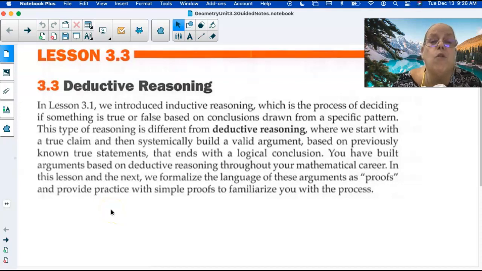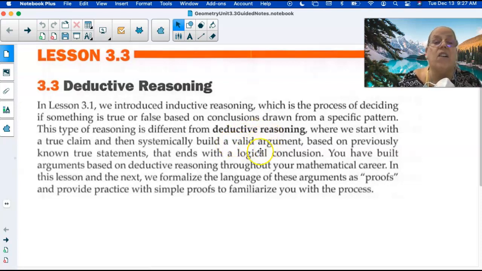Hello and welcome to Unit 3.3, Deductive Reasoning. Now, with deductive reasoning you're going to come to a definite conclusion, with inductive not as definite. Okay, so where are we? We introduced inductive reasoning, which is the process of deciding something is true based on a pattern.